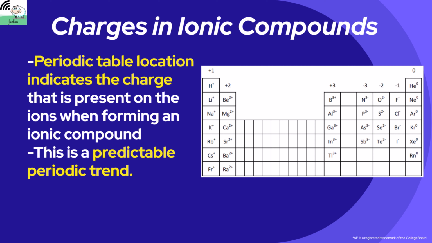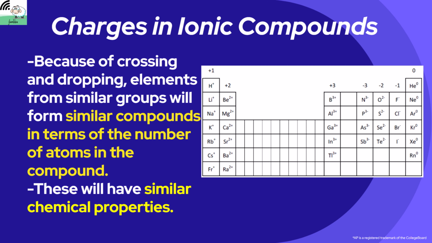And then you end up in group 13 with a 3+ charge. Skip the carbon group: 3 minus, 2 minus, 1 minus, 0. The reason they're minus on the opposite end of the periodic table is that these do not lose electrons, rather they gain them, so they have more electrons than protons and take a negative charge.